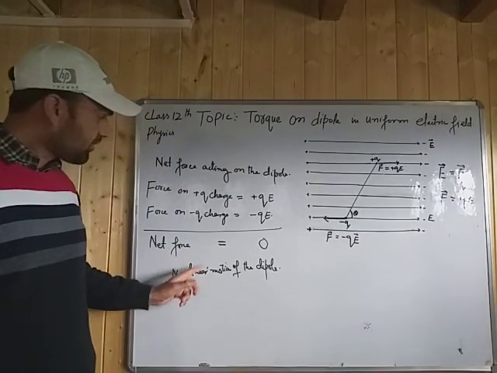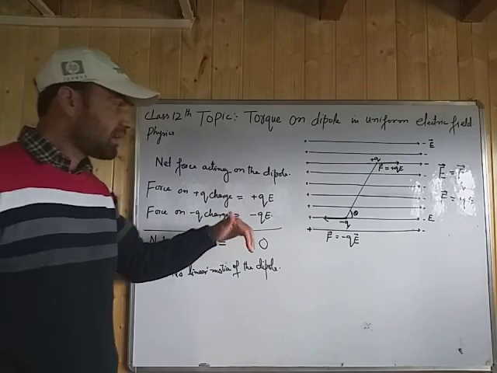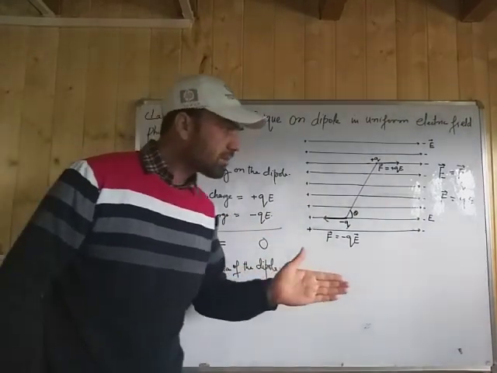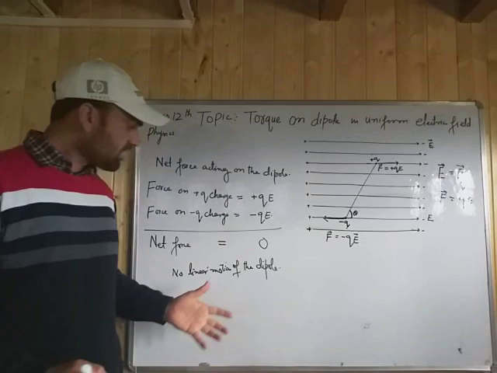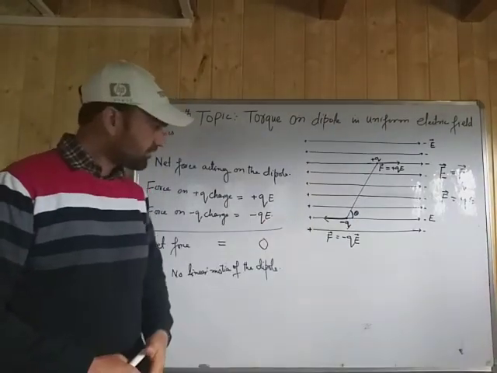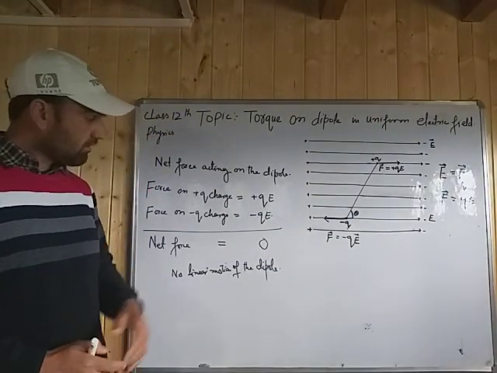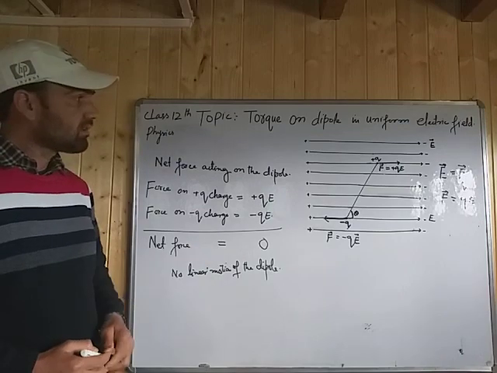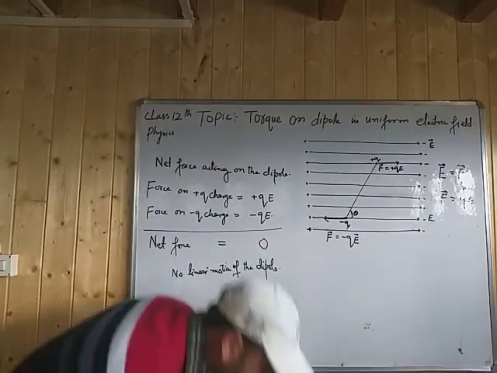Similarly, if there will be a net force, there will be linear motion of the body. If there is no net force, there will be no linear motion of the body. Now we have to calculate the couple, so we have to calculate the torque. Next we will calculate the torque.